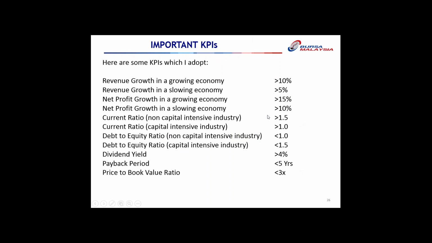Okay, but in my list of KPIs, when I measure revenue growth, in a slowing economy my revenue growth expectation would drop, and in a growing economy it must be more than 15%. In a slowing growth it is 10%. Now, why is it that revenue growth is much lower than profit growth?